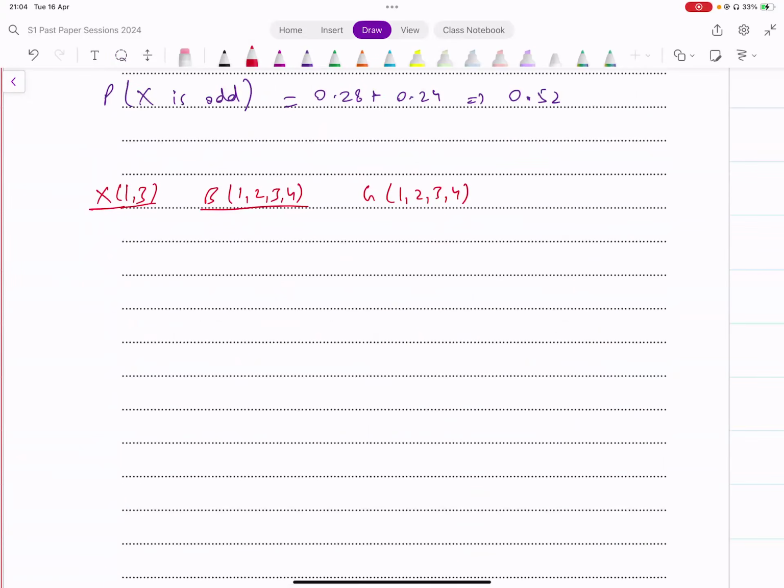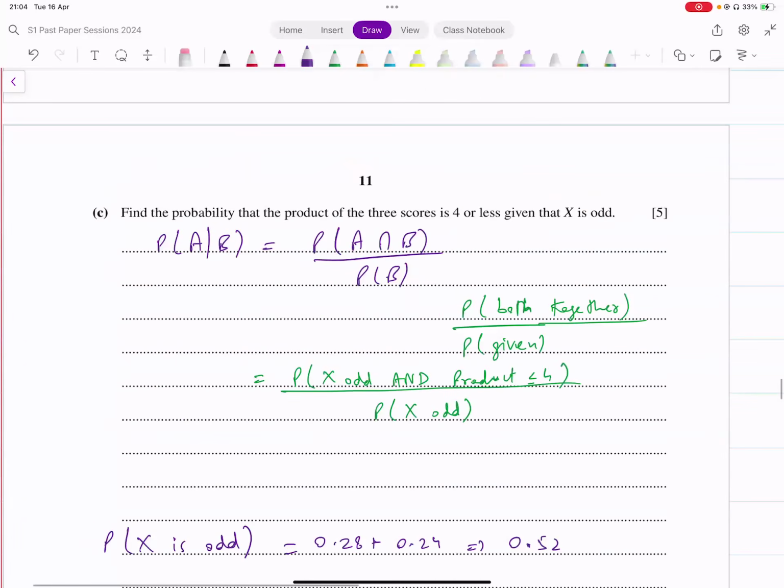Now, which cases do you have when the product is less than or equal to 4? Let's list them down. So if x is 1, what possibilities could you have for blue and green? Both of them could be 1, right? That satisfies the condition. Do it in a structured way so that you don't miss out any possible cases. So with x and b being 1, g could be 1, it could be 2, it could be 3, it could be 4. You have all of those possibilities for green, and the product would be less than or equal to 4 in each of them.